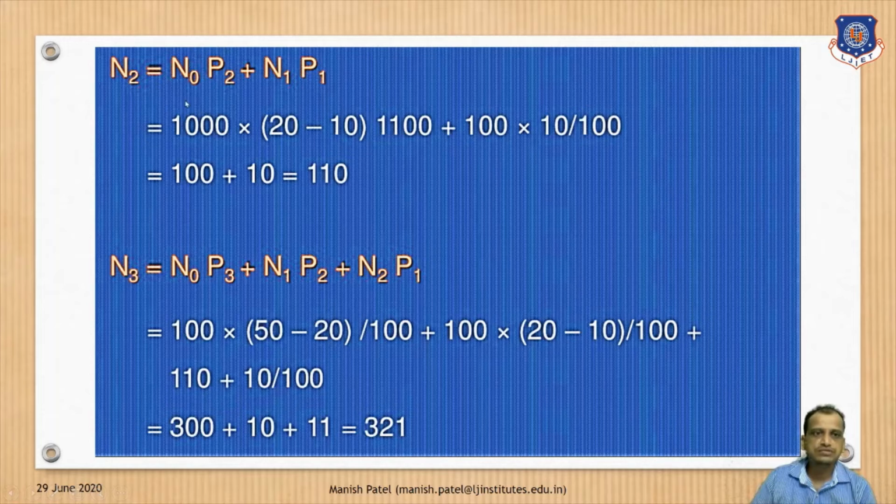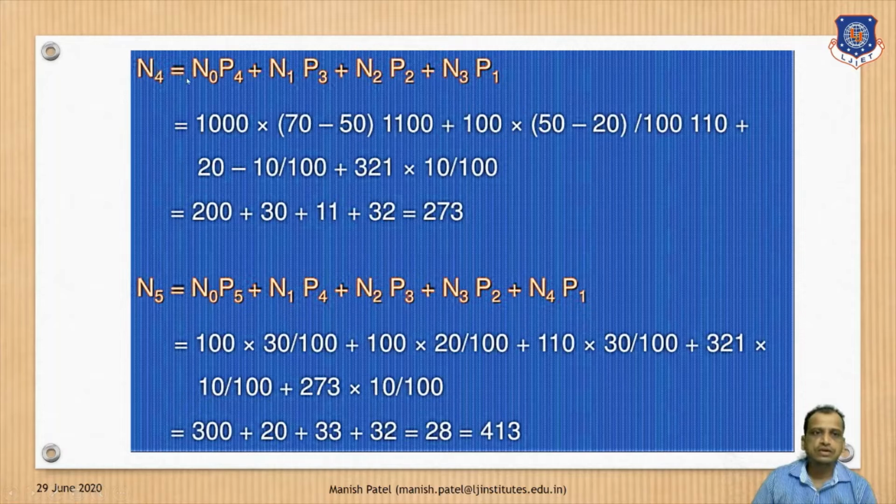How would you remember this formula? It's nothing but you increase the subscript 0, 1 for N and you decrease the subscript for probability, P2 plus P1. In N3 you have 0, 1, 2 increasing subscript for N and decreasing subscript for P: P3, P2, P1. Clear? And accordingly you will find out the number of bulbs for that week. Now for the second week it is 110. For the third it is 321.